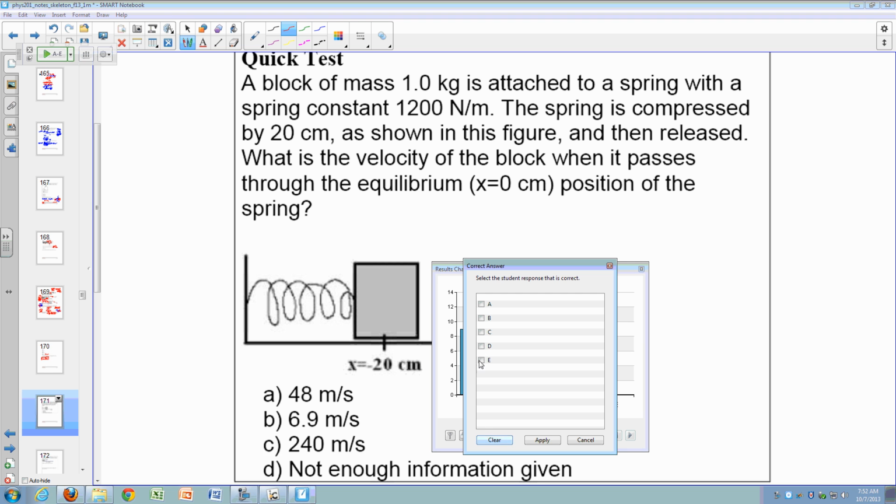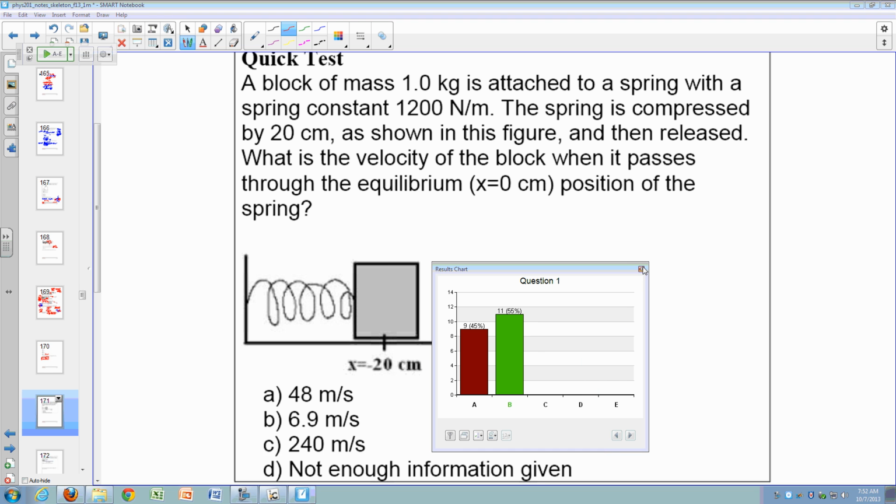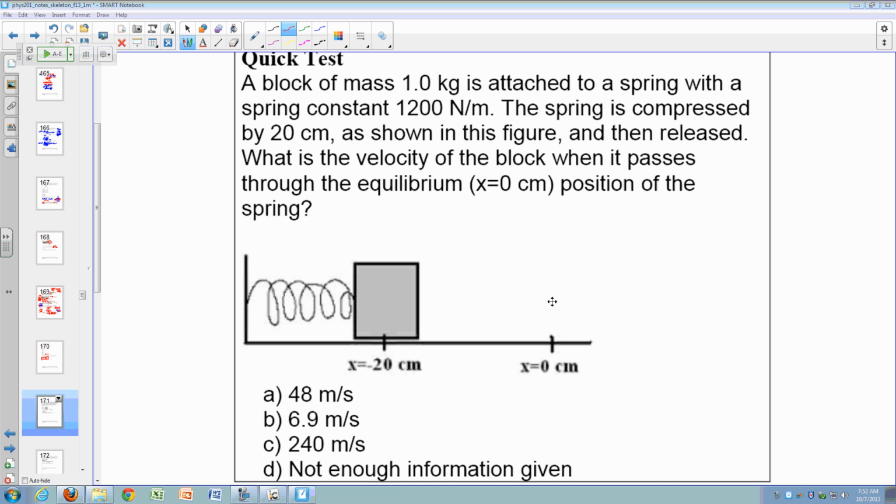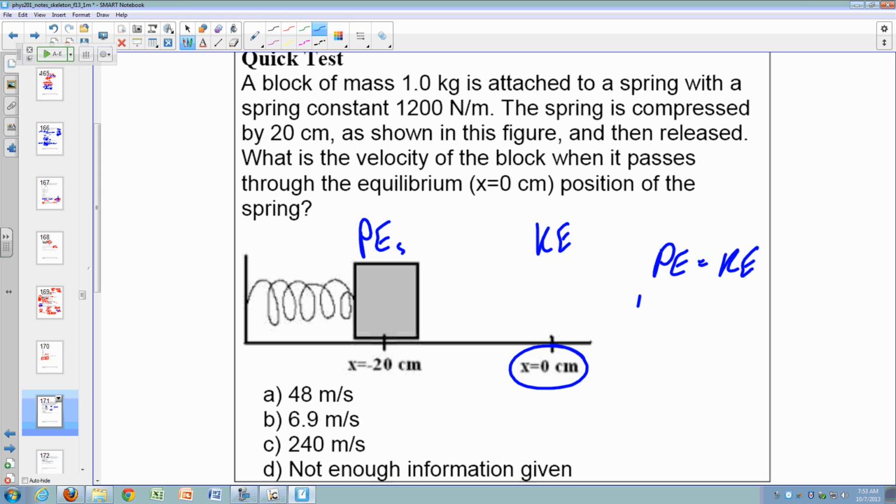Pretty sure B is the right answer. Let's work through it. So here I just have elastic potential energy, and over here where the x is 0, I'm just going to have kinetic energy. So my elastic potential energy will equal my kinetic energy. That's 1/2 kx squared equals 1/2 mv squared. And then it's just a matter of solving for v.